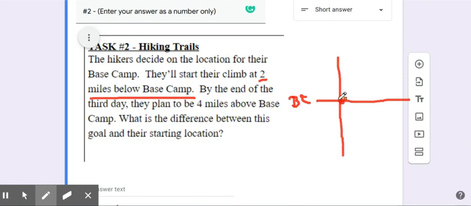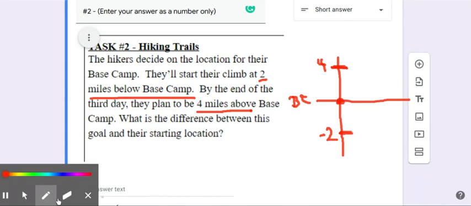And they're going to start 2 miles below. Okay, so let's just say if this is like 0 right here, this is base camp. 2 miles below, let's say this is -2. 2 miles below. The negative sign means below. It goes on to say by the end of the third day, they plan to be 4 miles above base camp. So if this is base camp, they plan to be 4 miles above base camp. And the question is, what is the difference between this goal of 4 miles and their current starting location of -2?